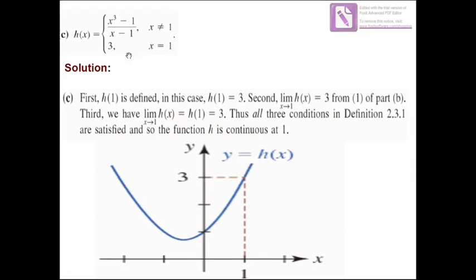So the value of the function when x is equal to 1 is equal to 3. The limit of the function when x approaches 1 is equal to 3 from the previous. So since they are equal, we have the limit of h(x) when x approaches 1 is equal to h(1), which is equal to 3. So all the three conditions in the definition are satisfied, and so the function h is continuous at 1. And here we have this graph of the function h, and we see this function is continuous at the point x equals 1.